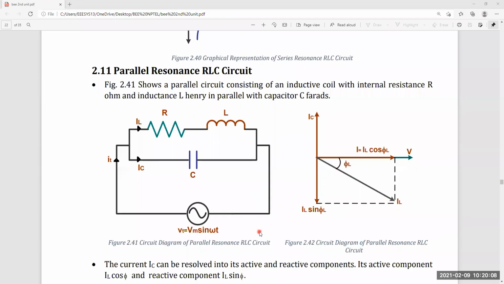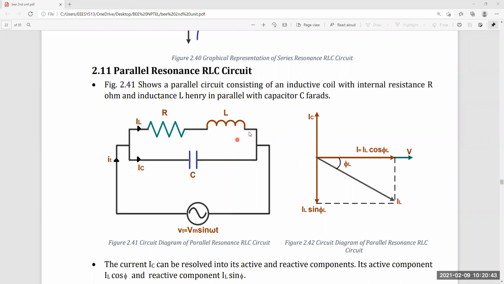Next, parallel resonance. Parallel resonance in an RLC circuit. So I'm taking here R and L in series and C in parallel, like this. Another way is to take C and R and L. By taking R, L and C also, we will get the results. I'm taking this for easy understanding: R and L in series, and C.